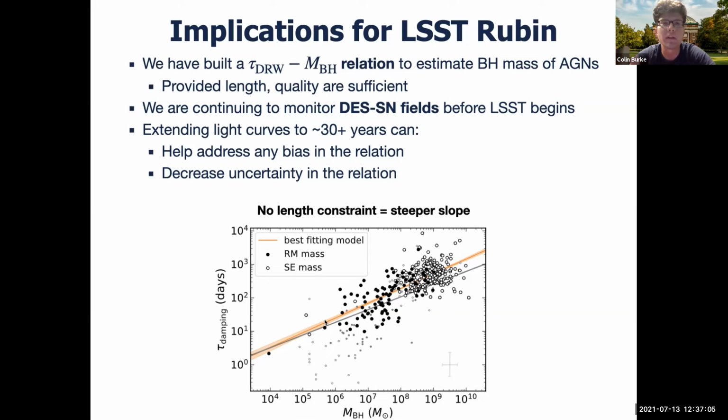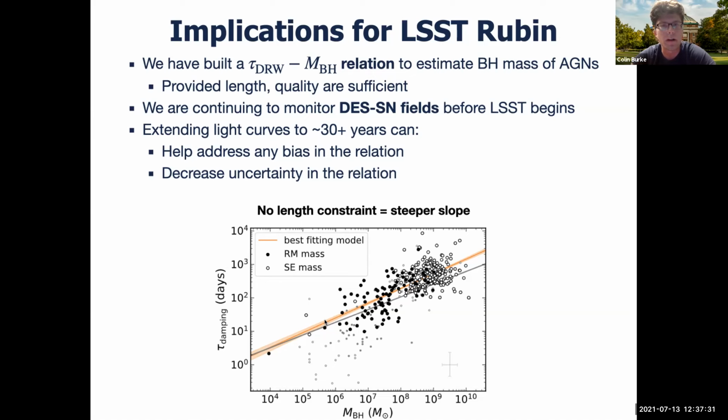By imposing this duration constraint, we've imposed a slight selection effect on our sample. So LSST will hopefully allow us to reduce that by keeping those more massive quasars in our sample. And that, we think, could steepen the slope a little more to be more consistent with a slope of 1/2, which is the prediction from the standard accretion disk model.